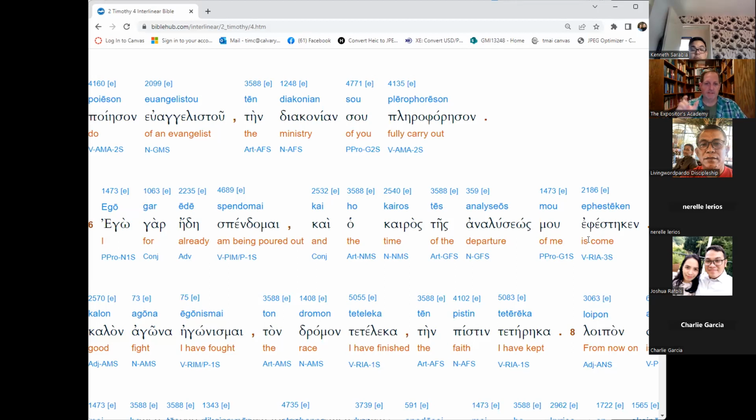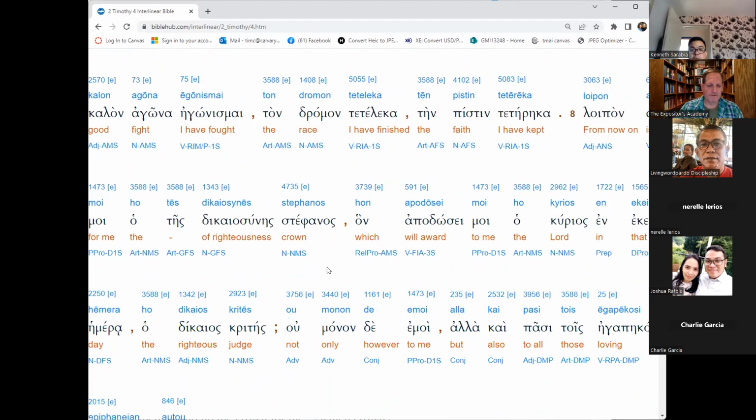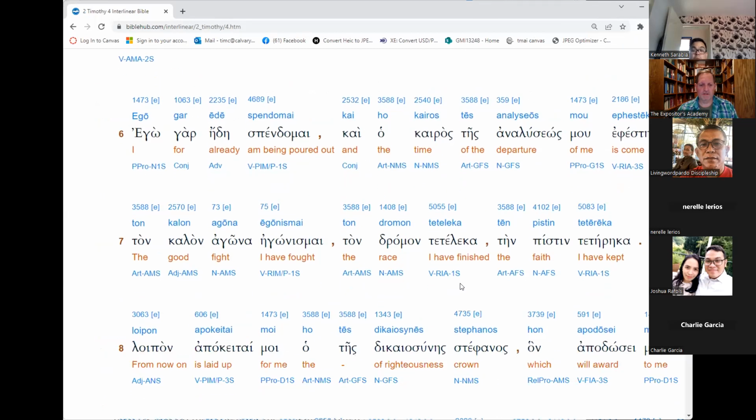So Paul actually did this. He inserted that prepositional phrase in order to make clear that he's modifying time. Which time? The time of my departure, that time. And then what was the other one? Was it verse 8? Yeah, it's verse 8.